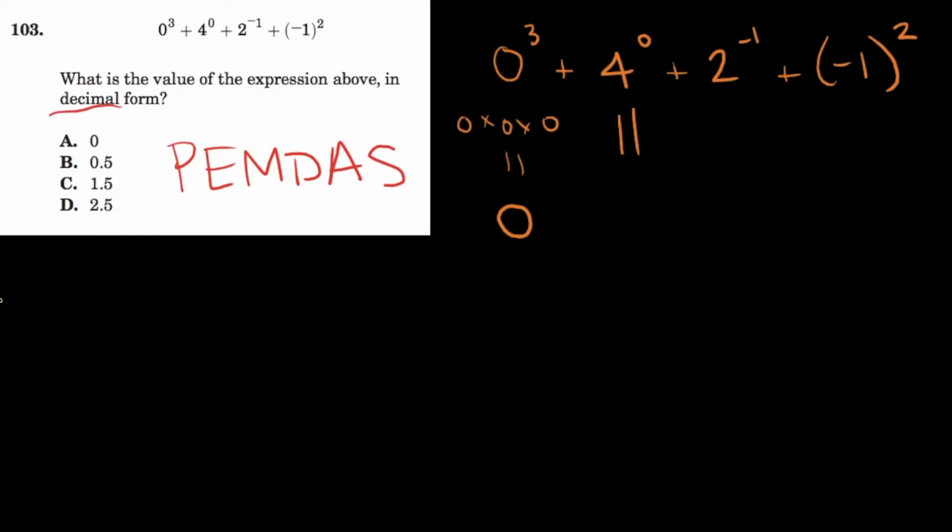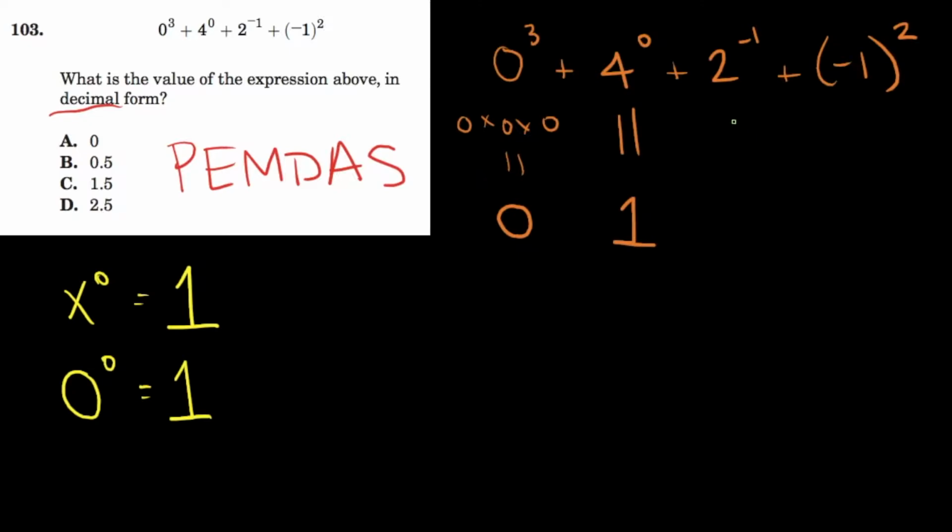We might want to use this rule that x to the 0, x could be anything here, x to the 0 is always 1. This is just the way it is. Anything to the 0 power is 1. You know what? Even 0 to the 0th power is 1, but that hurts my brain to think about, so let's not even worry about that. 4 to the 0th power, that's 1.